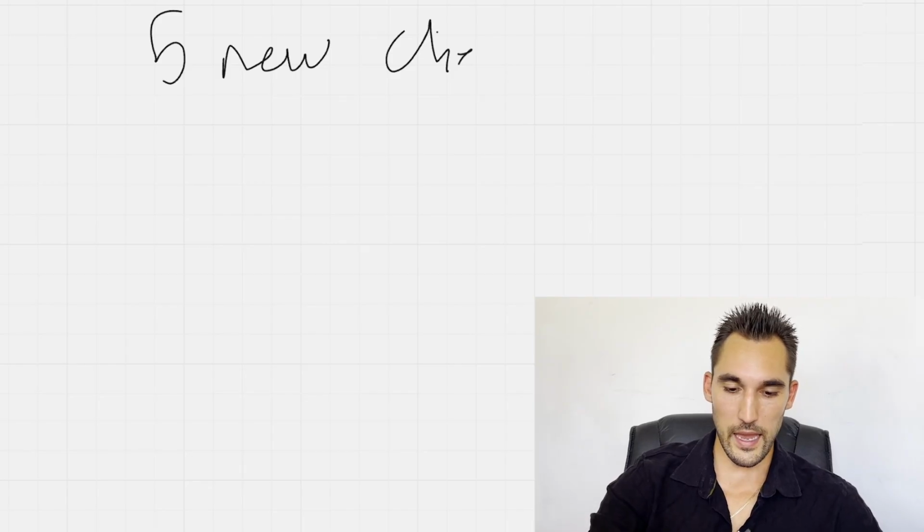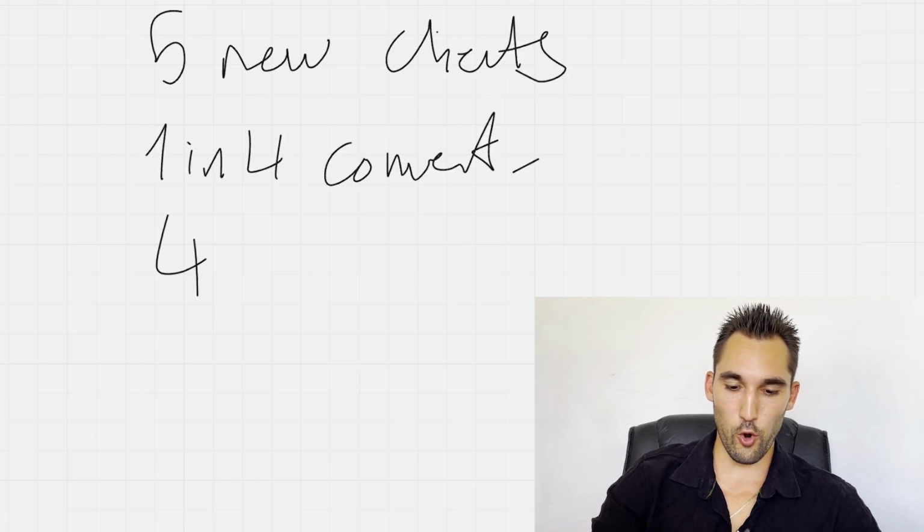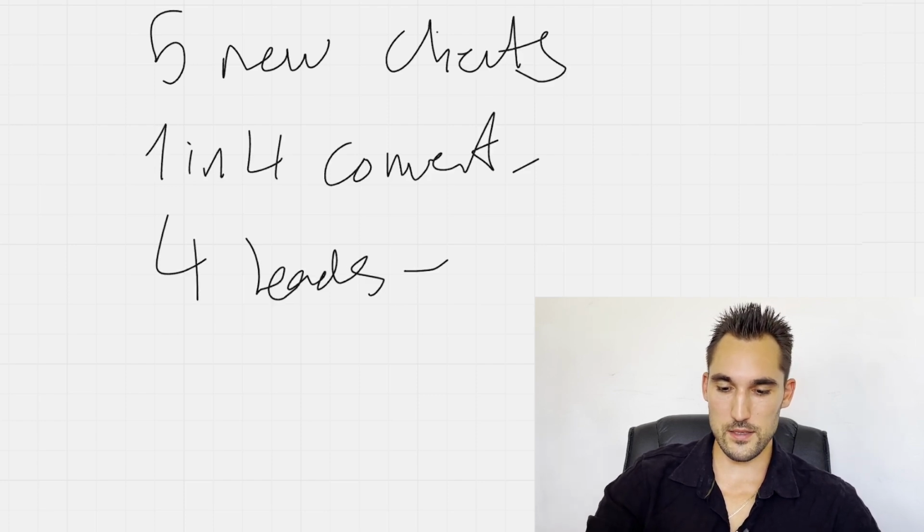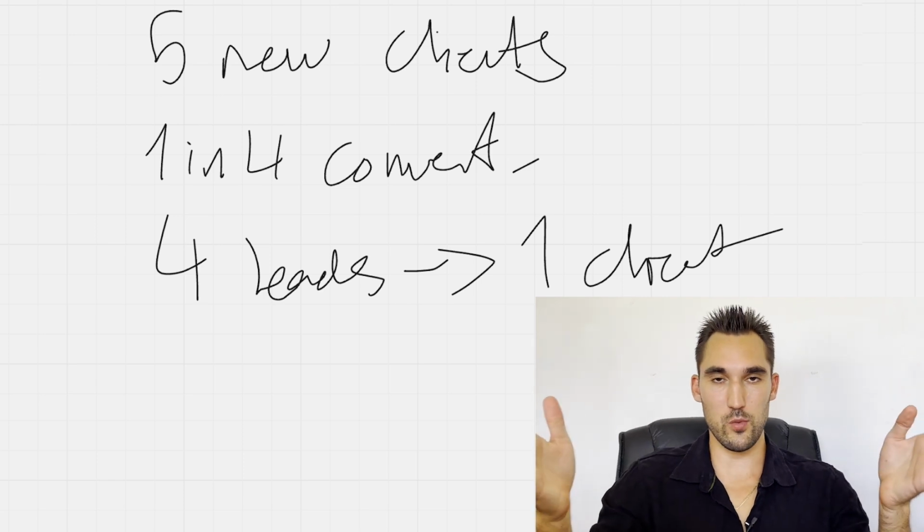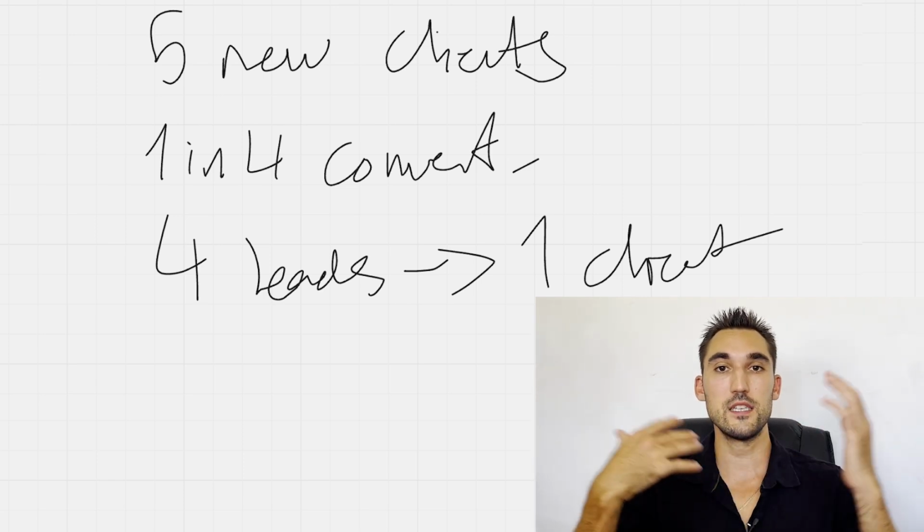1 in 4 if you want to be super conservative, meaning you're going to need 4 leads to get 1 paying client from those 4 leads. So let's go with that one. Let's start writing this down and we'll keep track of this. So let's say you want 5 new clients. That's the goal. And 1 in 4 convert, which means you need 4 leads to get 1 paying client. So now we have something to work with. We now know we need 4 leads to get a client.